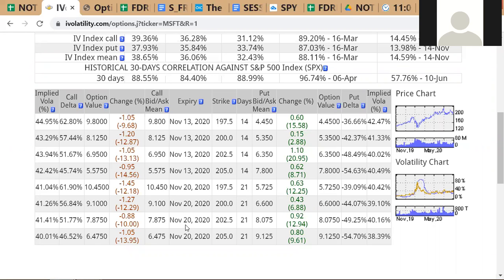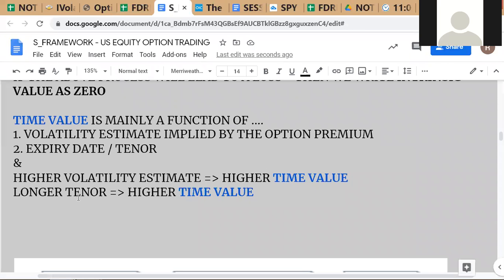There is uncertainty about whether on November 20th the market price will be below the strike of 202.5 or above the strike. There is uncertainty about that. But there's no uncertainty about this. Once you specify and buy a November 20th call option, there is no uncertainty about the tenor. That's why I don't write estimate of tenor. Tenor is very clear cut. It's known with certainty. So longer tenor means higher time value. And obviously you can flip it around: a lower vol estimate means lower time value, and shorter tenor means lower time value.